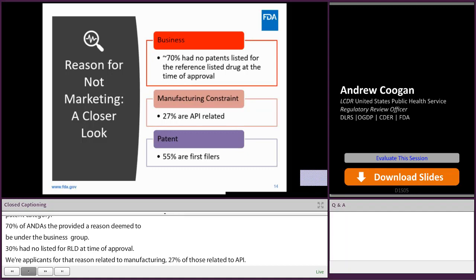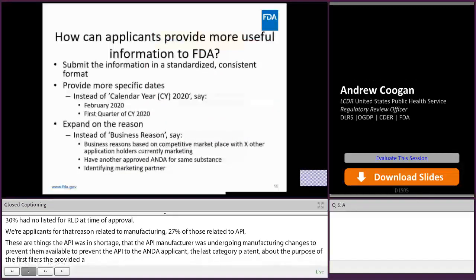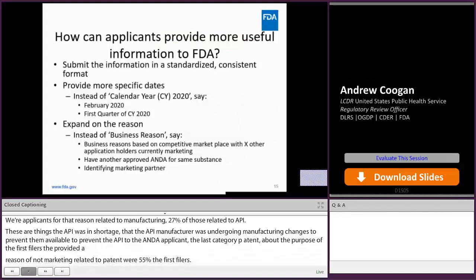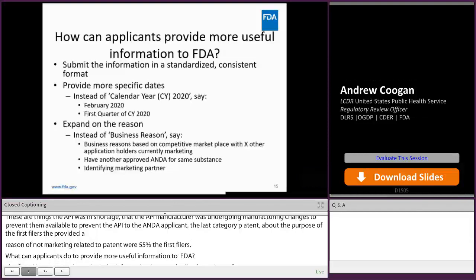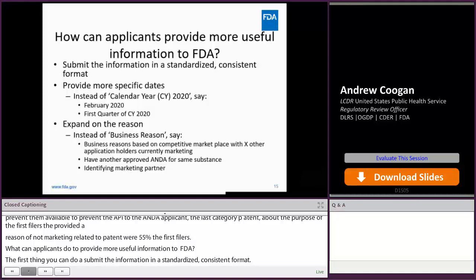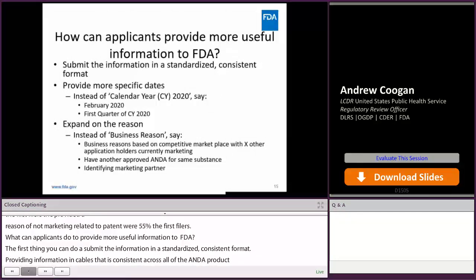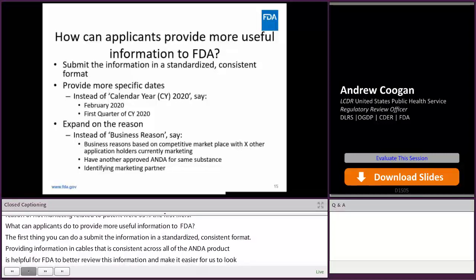So what can applicants do to provide more useful information to FDA? The first thing they can do is submit the information in a standardized, consistent format. Providing the information in tables that are consistent across all of their ANDA products is helpful for FDA to better review this information and makes it easier for us to look at multiple submissions. Providing more specific dates is helpful. So instead of calendar year 2020, an applicant could say February 2020 or first quarter calendar year 2020.